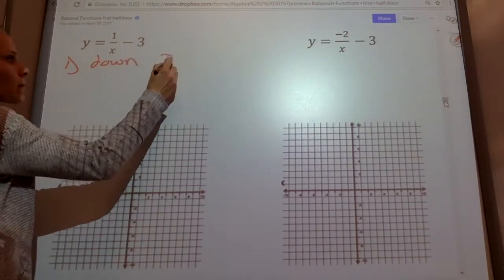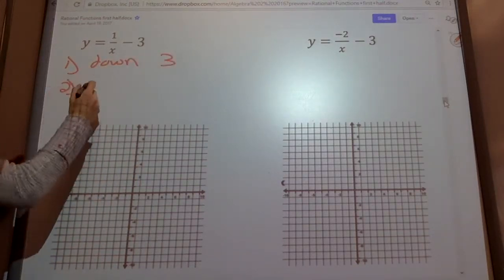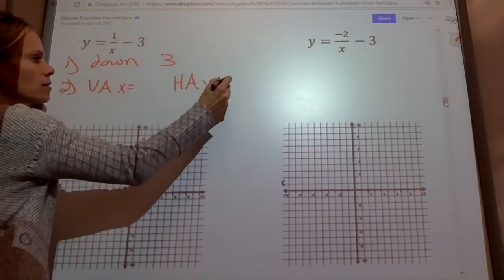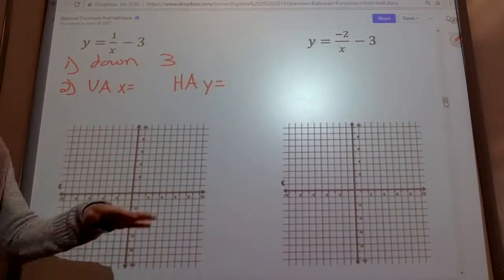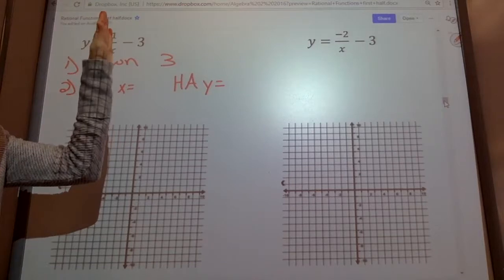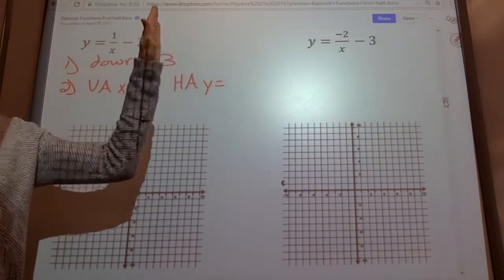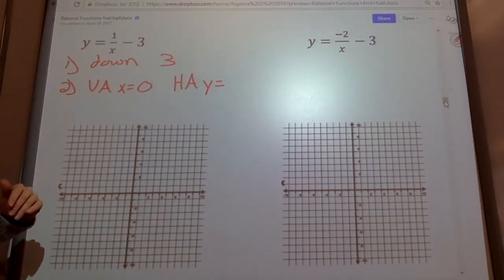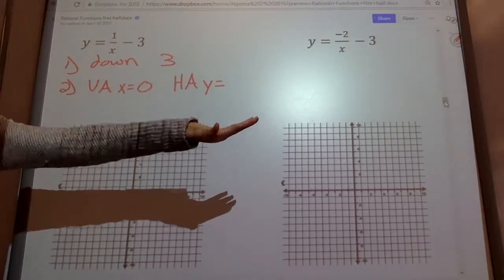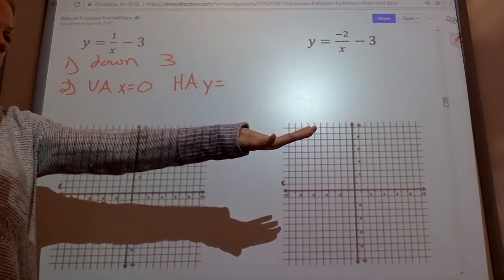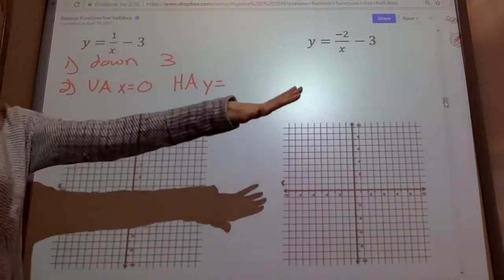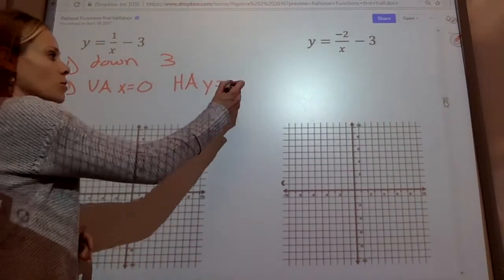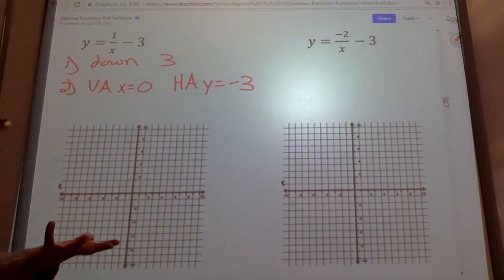Very good. Okay, so now I want to think about my asymptotes. I have a vertical asymptote and a horizontal asymptote, right? x equals, y equals. If I have a vertical asymptote, think vertical line. Vertical lines only change if I move left and right. Did I move left and right? No. So my vertical asymptote stays 0. And then think horizontal asymptote. That's a horizontal line, and horizontal lines will only change if I shift up and down. Did I shift up or down? Yes, I moved down 3, so my horizontal asymptote should be -3.